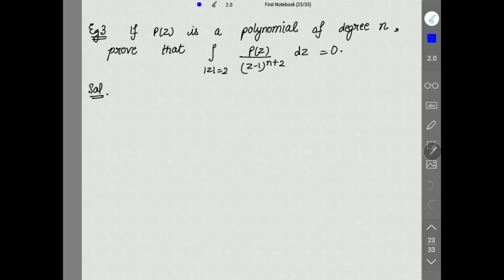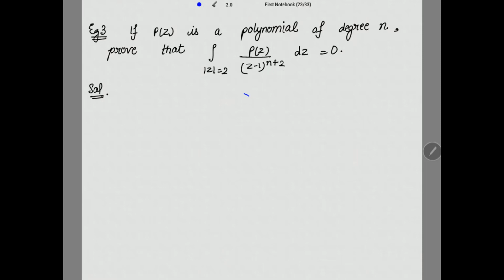The third example is, if pz is a polynomial of degree n, now the polynomial is given, prove that integral over mod z is equal to 2, pz over z minus 1 to the power n plus 2, dz is equal to 0. So what is the function fz? That is your polynomial at z pz, and in the denominator z minus 1 the power n plus 2. We are having z naught point as 1, and it also lies inside this circle mod z is equal to 2, and denominator power is given to be n plus 2.